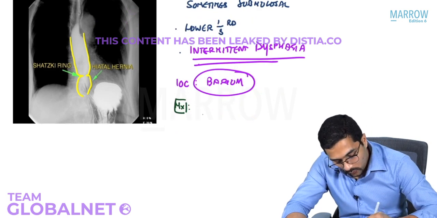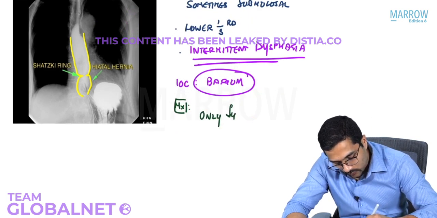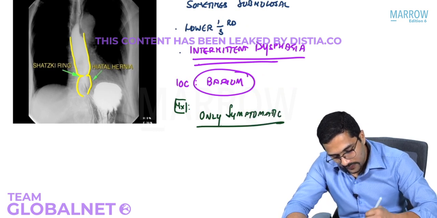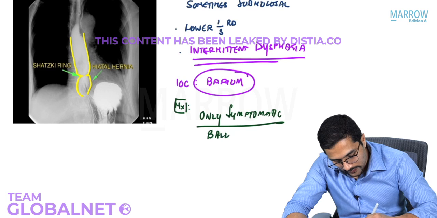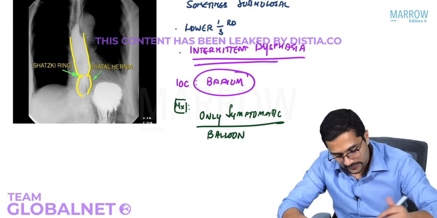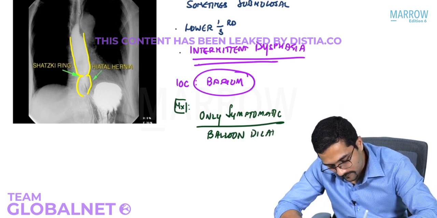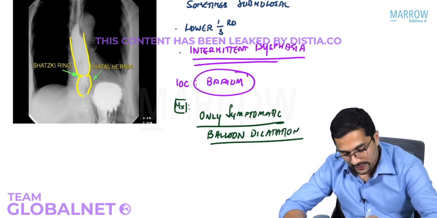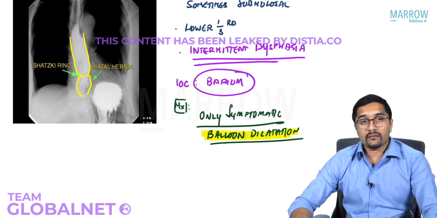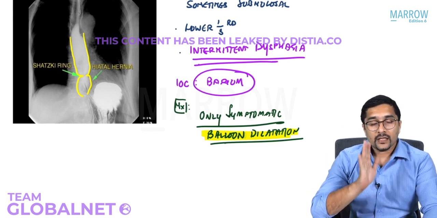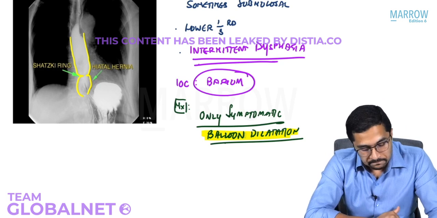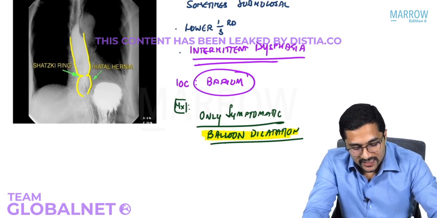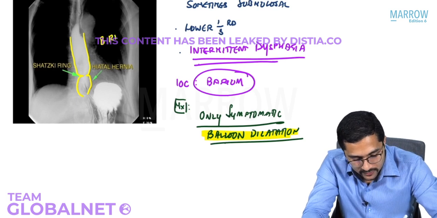So management: only when it is a symptomatic patient, then we carry out balloon dilatation. Only in symptomatic patients we carry out balloon dilatation. Otherwise, in asymptomatic patients, just observation is done. Another thing which I want you to know, on barium, the Schatzki's ring is known as a B ring.